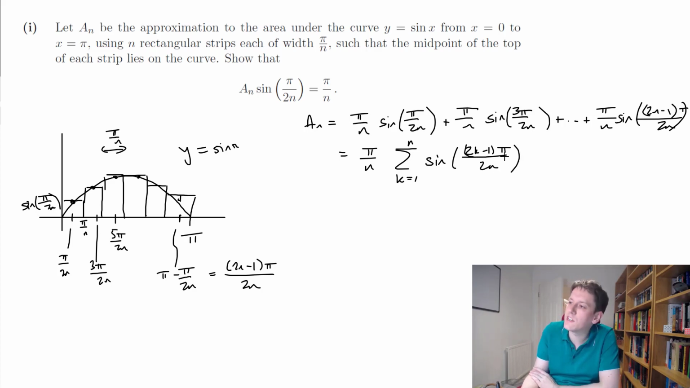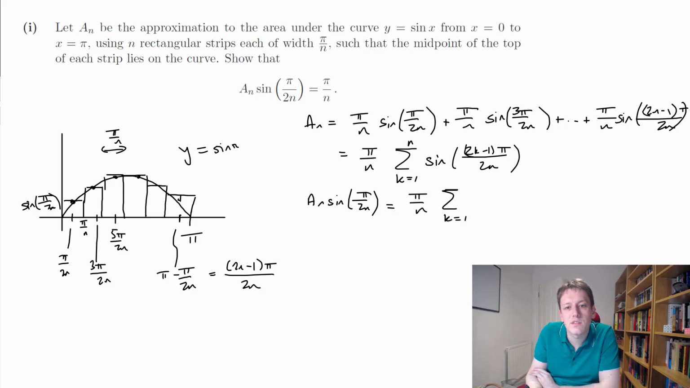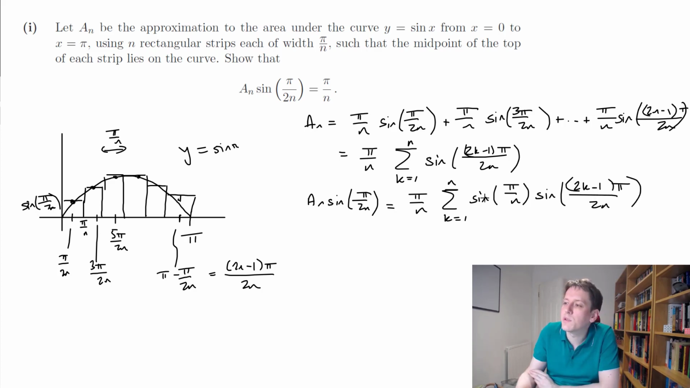If you want to write that in more compact notation, and again you can just check that each of the terms corresponds to exactly what I've written here. So the question asks us to consider actually a_n times sine of pi divided by 2n. So actually we can write this then as pi over n times the sum from k equals 1 to n of sine of pi over 2n times sine of (2k minus 1) pi divided by 2n. And notice there's no problem at all here bringing this sine of pi over 2n inside the sum because it doesn't depend on k, only on n, which is fine.